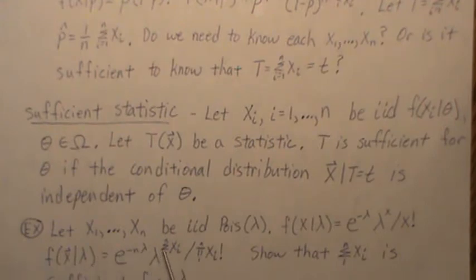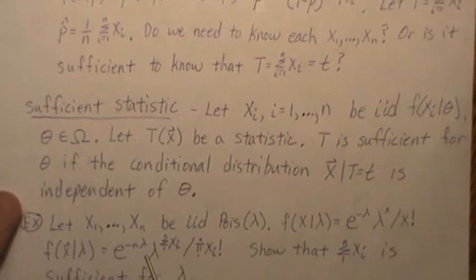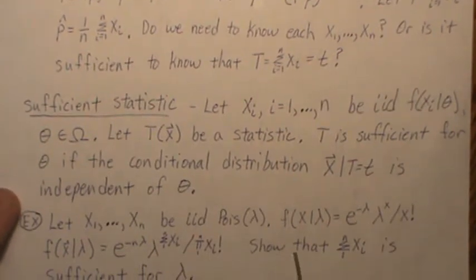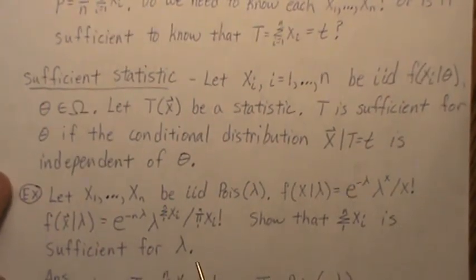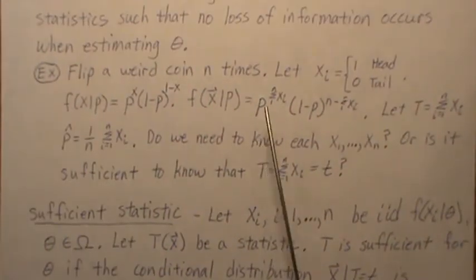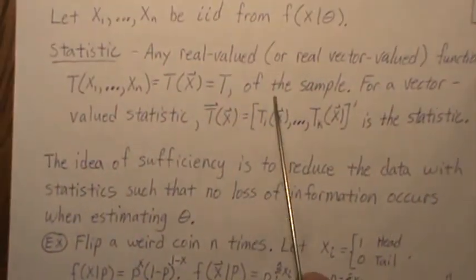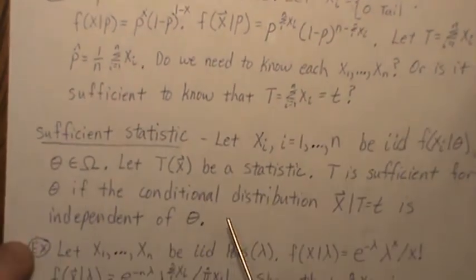Let x1 through xn be IID Poisson with unknown parameter lambda. So the probability mass function is this. The joint probability mass function is this. It's the product of this n times, and we get this. We want to show that the sum of the xi is sufficient for lambda. And here is how we show it, based upon this definition. Oh, up here. Here. I'm looking through a little 2-inch screen.